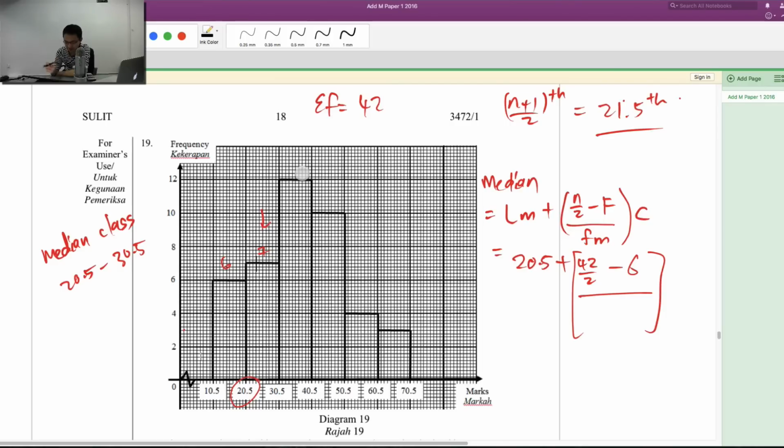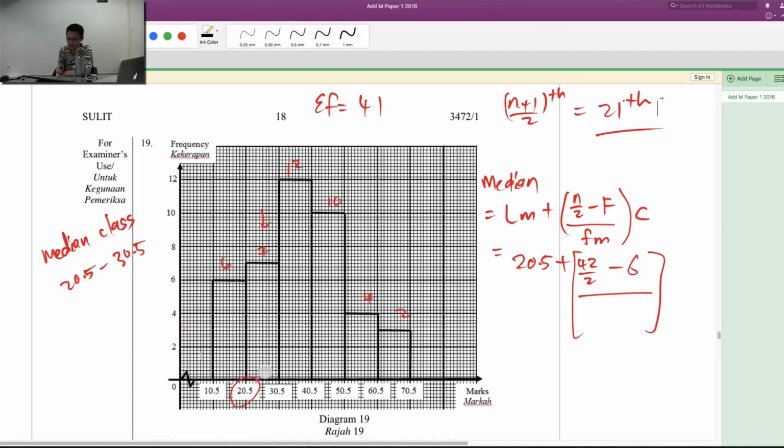Let me just redo it. 7, this is 12, this is... Don't tell me they have decimals. This is 10, yeah, shouldn't have decimals. This is 42. We'll just say 8, this one should be 41, I guess. Let me just add together, because I thought it's 8. 4 plus 7 plus 12 plus 10 plus 4 plus 2. Yeah, it's 41. So 41 plus 1 divided by 2, yeah, it's still correct. The median actually falls at the 21st.